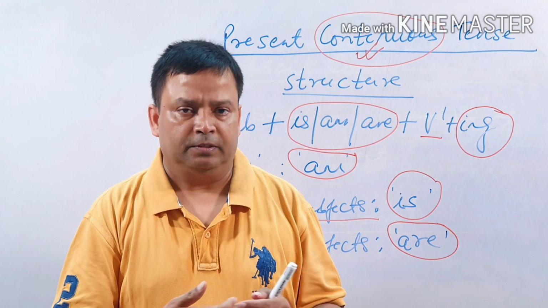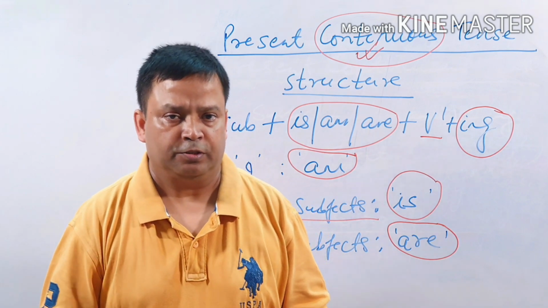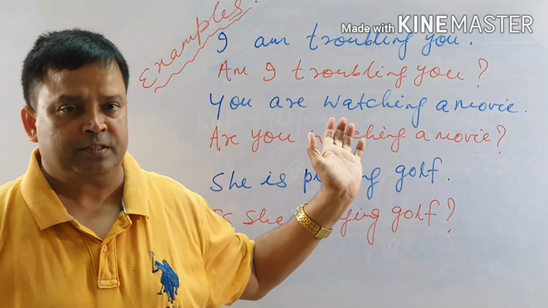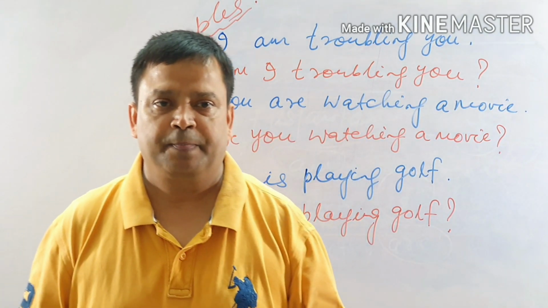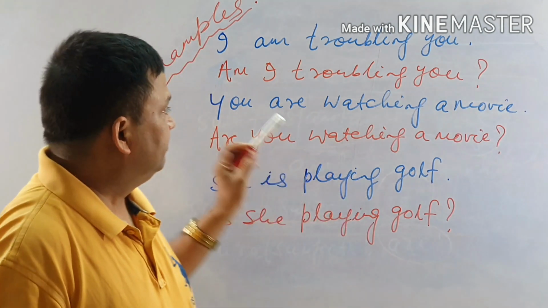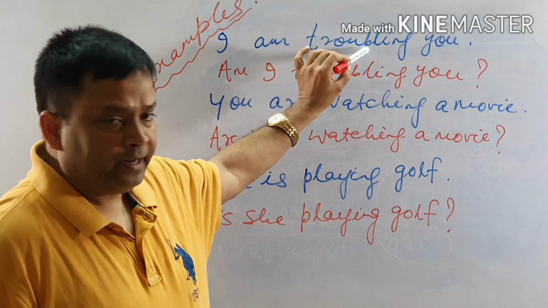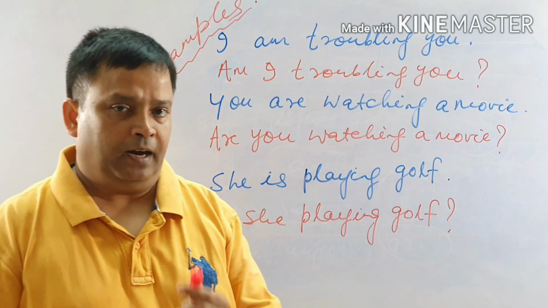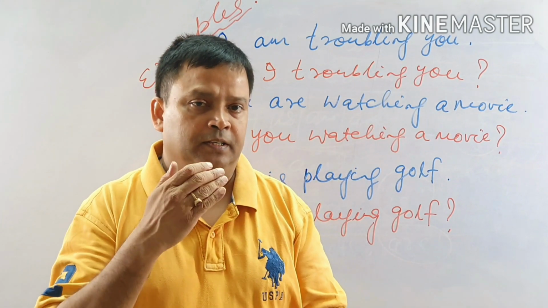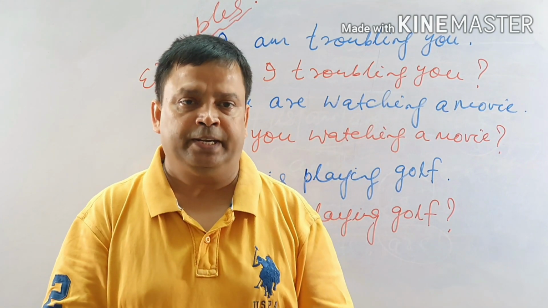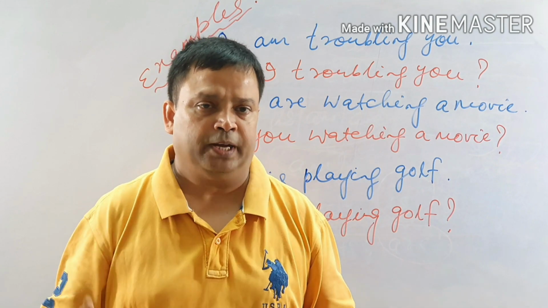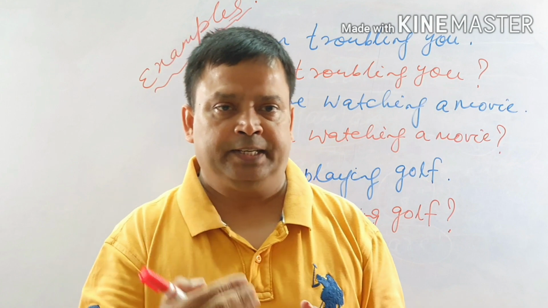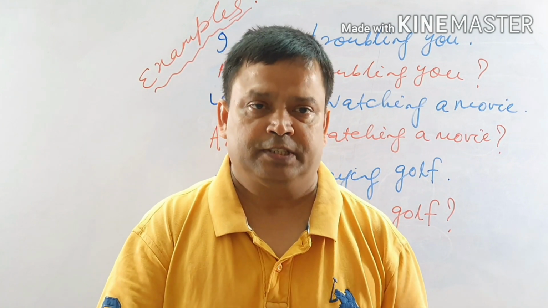Now I'll tell you the sentences of this present continuous tense. Okay, so here we have some examples of present continuous tense. As you can see, in blue ink we have affirmative sentences, and I have just tried to convert the affirmative into interrogative sentences. I'll just tell you how to do that. So let's try and understand first how to frame sentences in present continuous tense.